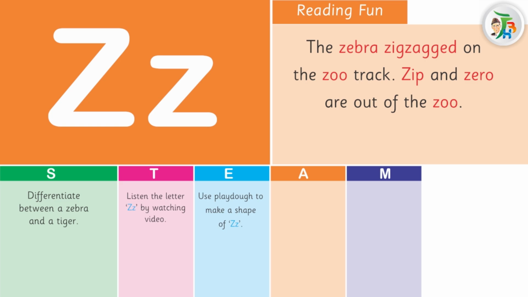A. Use black and white poster paint to create a zebra crossing. M. Count objects beginning with the sound Z around you.